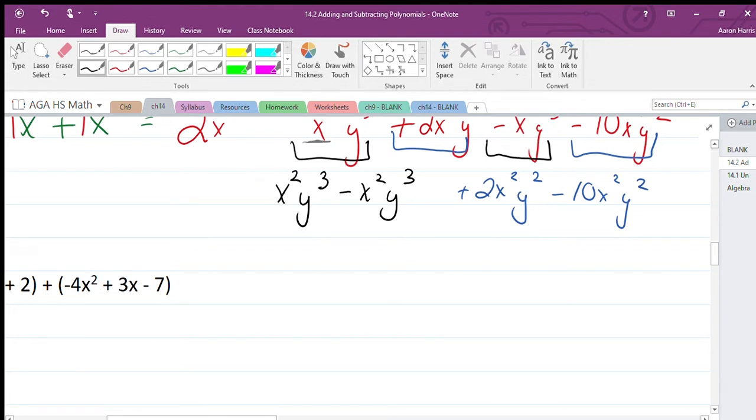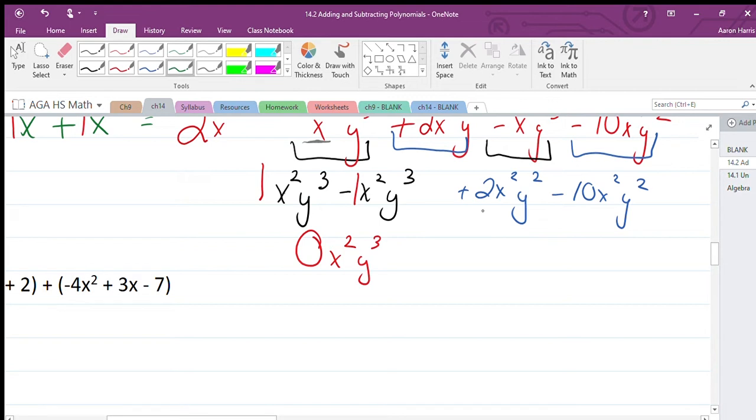What's the coefficient of this? 1. What's the coefficient of the other one? Negative 1. So since they're exactly the same, this says 1 minus 1. What is that? It's really 0. And we know that anything times 0 is what? 0. So that cancels itself out. So here we go. Let's do the next one.